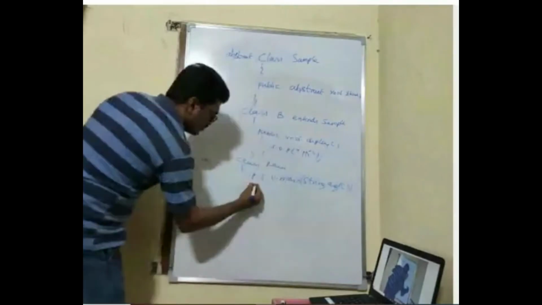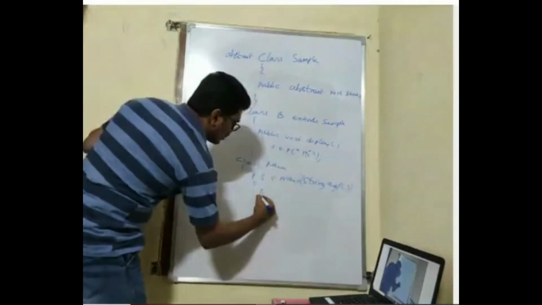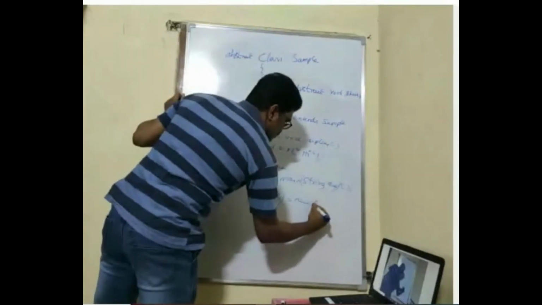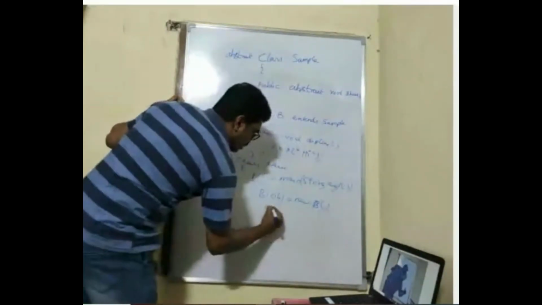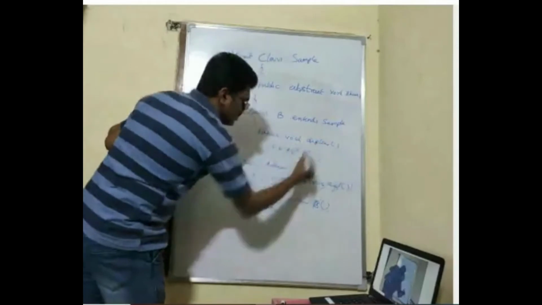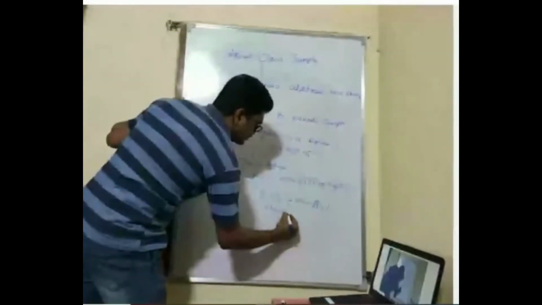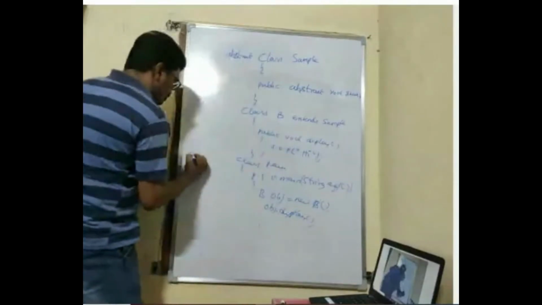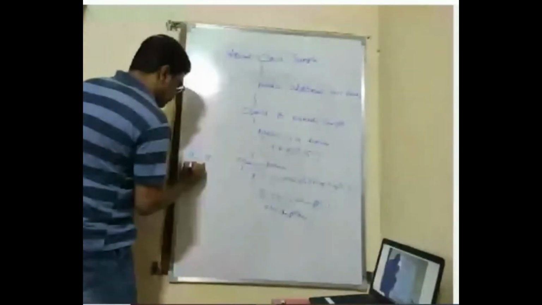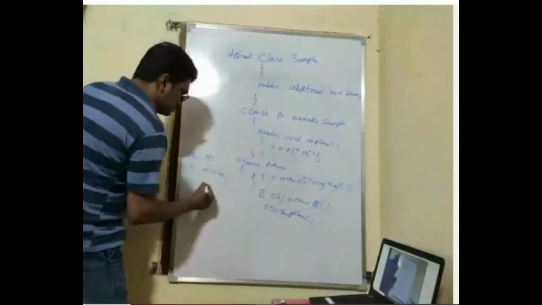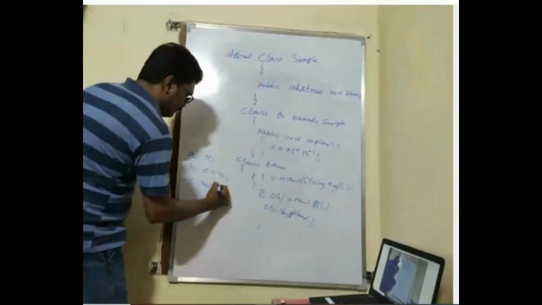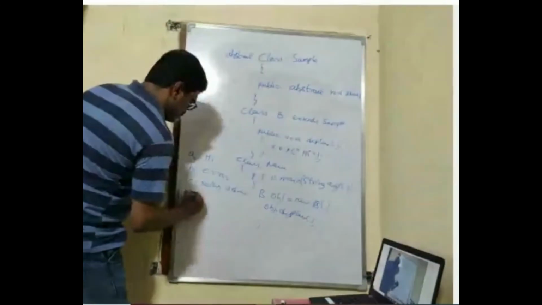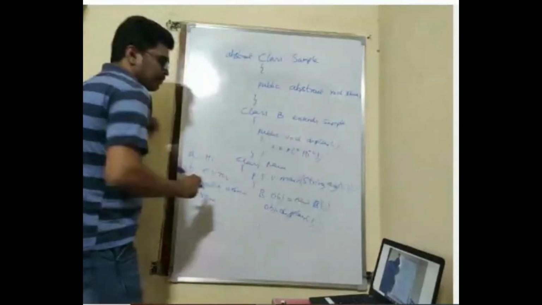Now I create an object for B and call obj.display. I'm not calling show. So what is the output? A is hi, B is error, C is nothing is displayed, D is none. What is the output for this?